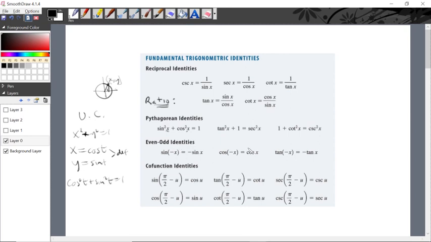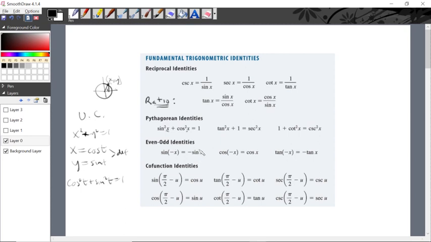The even and odd identities, one way to prove those would be by using the graphs of the functions. For instance, the graph of the sine of x and the graph of the sine of negative x, and the graph of negative sine x, for example.